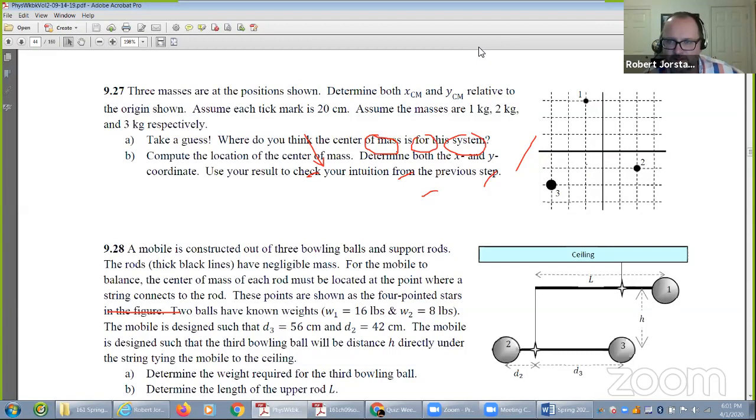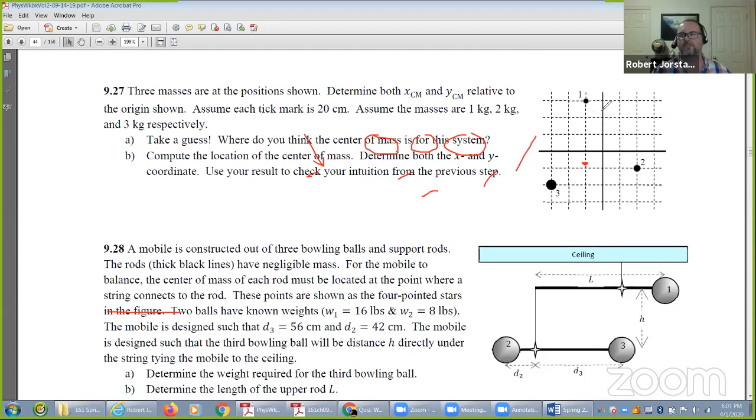If I was wrong, I'm sorry. But I'll just go back and check. With the X, okay, yeah, X was -20. So it's right about here somewhere, right? 17 down, 20 over. And remember, 20 is one tick mark. And if you look at it now, yeah, it looks about right.